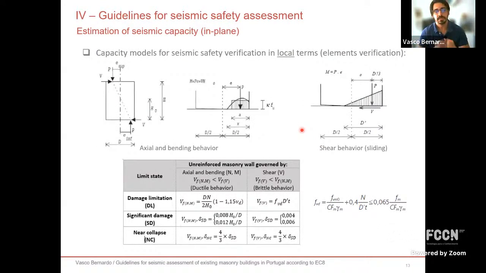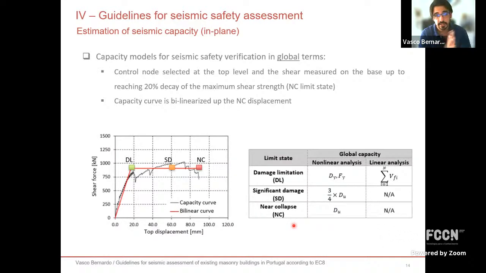The estimation of the seismic capacity of the buildings. It's important to mention that the current version of the Eurocode 8 part 3 only accounts for the in-plane mechanisms. The out-of-plane mechanisms are assumed to be prevented. The seismic safety verification can be performed in local or in global terms. In local terms, two bilinear models are defined for the axial bending failure and the shear failure, where the damage limitation is defined in terms of strength capacity, while the significant damage and the near collapse are defined in terms of deformation. This first value concerns the primary seismic elements, while the second one is for the secondary seismic elements.